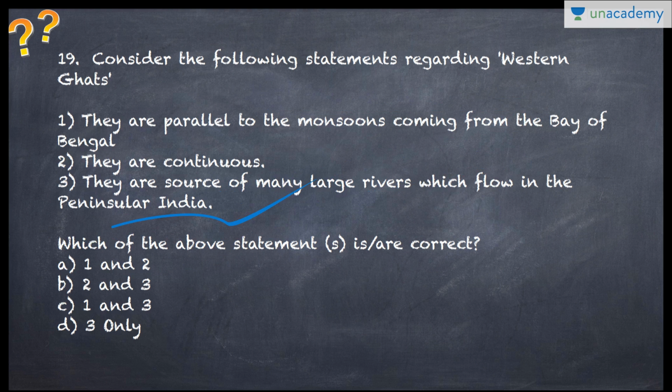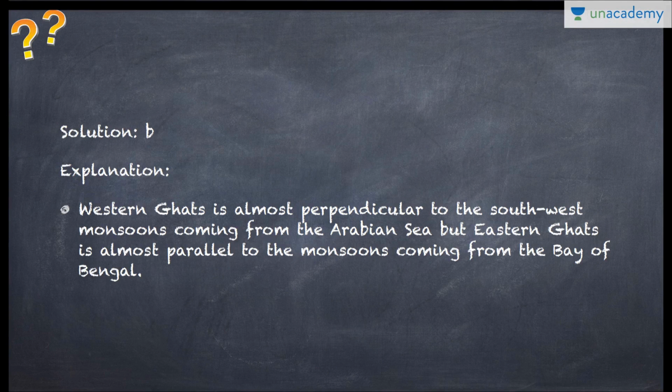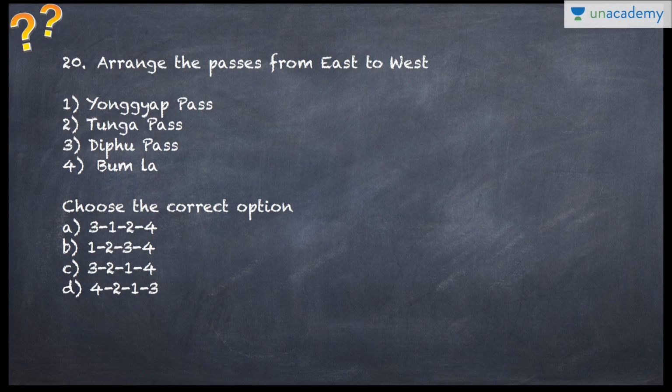They're continuous, yes, except for a few gaps. One is the Palghat Gap. I am from Palakkad. Anyway, the third statement is that the sources of many large rivers flowing in the peninsular region are there, which is also true. Now, the answer should be B because the Western Ghats are perpendicular to the southwest monsoons, as I explained earlier.